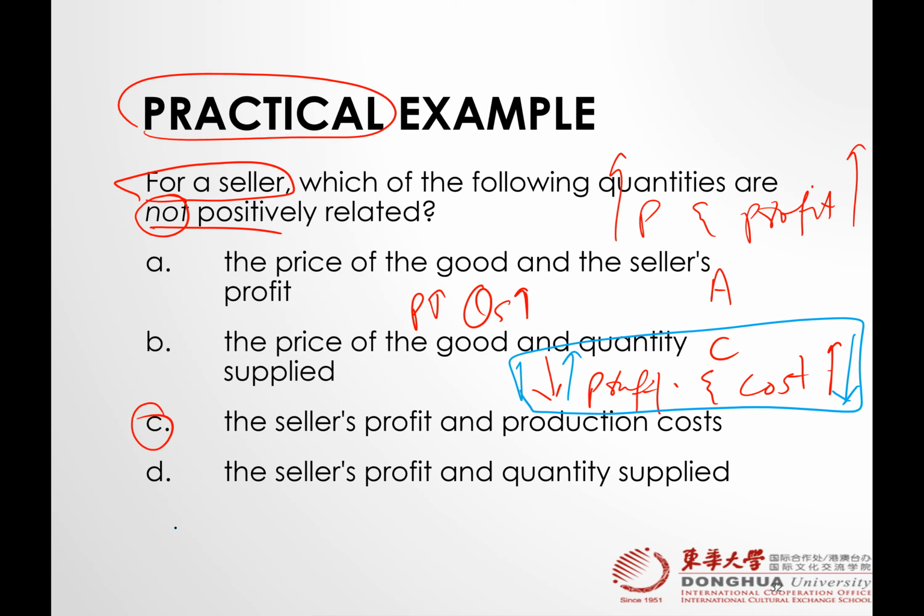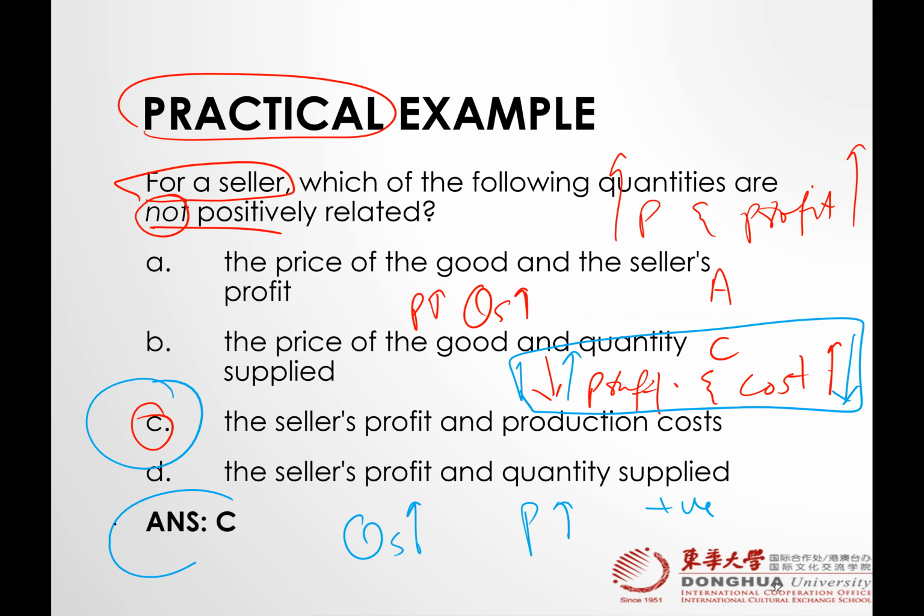Let's talk about D. The seller's profit and quantity supplied. If you supply more, the profit is more. That is a positive relationship. The only thing that is odd here is C. So we want to explore a negative relationship, which is not positively related. It is C. Now, understand?